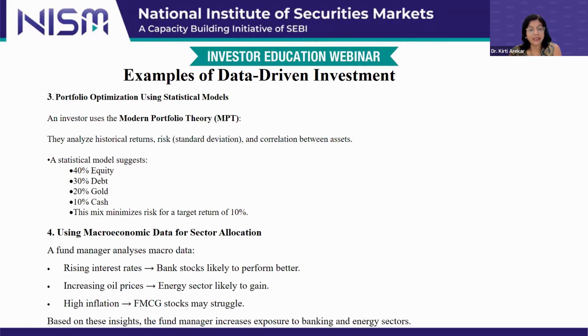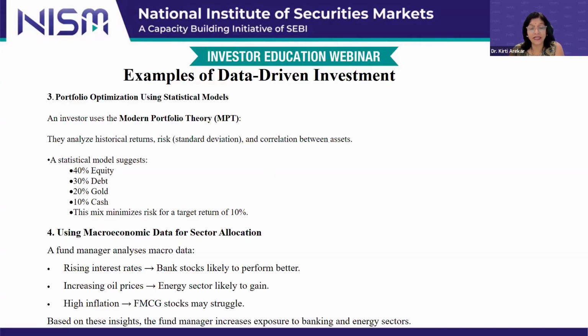Then in the different sector allocation also, the macroeconomic data is available. So we need to find out how this macroeconomic data will impact the different sectors. The fund manager always analyzes the macro data, like suppose rising interest rates. In that case, if the interest rates are rising, the bank stocks are likely to perform better.